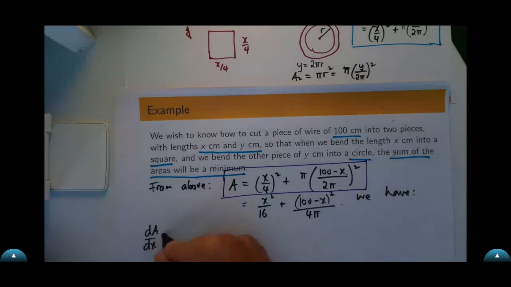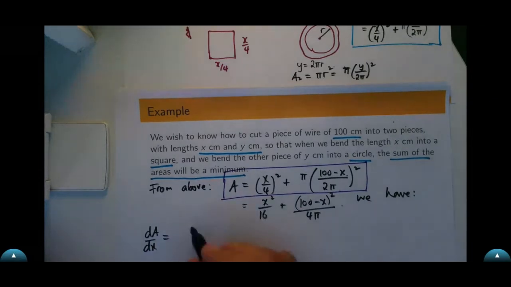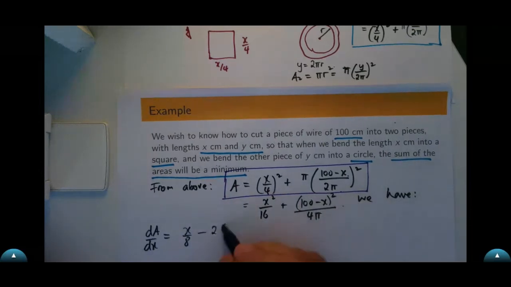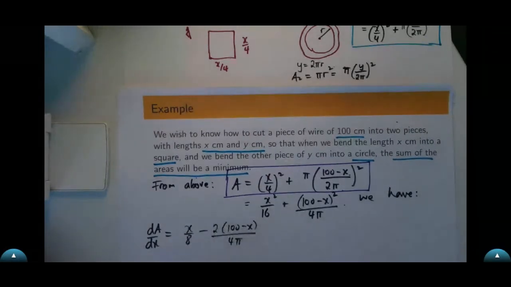So dA dx. Okay, let's differentiate that. Well, x squared on 16 is going to become x on 8. This part, you can use the chain rule or you can expand it. The 2 is going to come to the front, the negative 1 is going to come to the front, and you decrease the power by 1. Yeah. So now it's just setting that equal to 0.